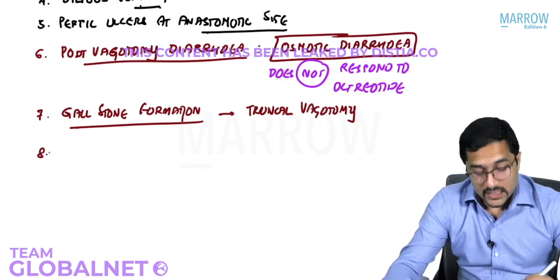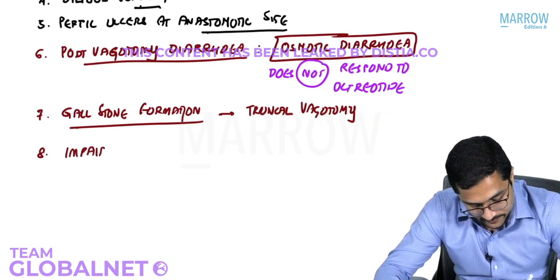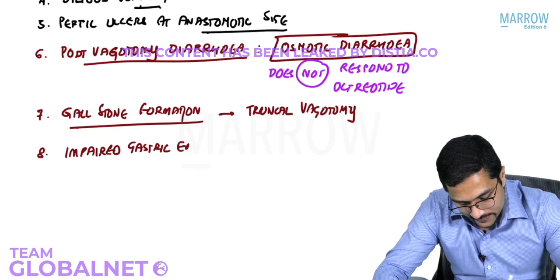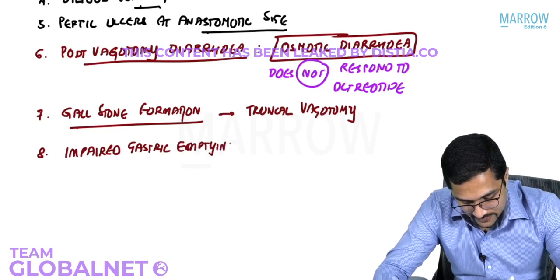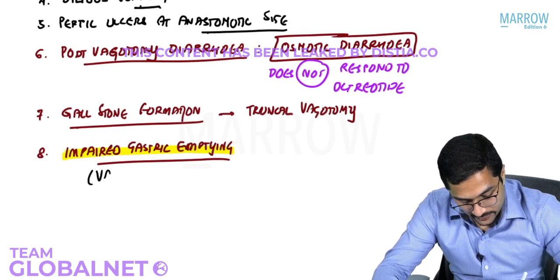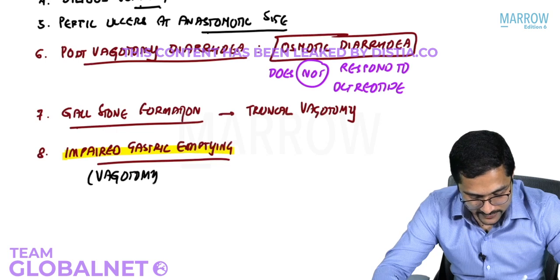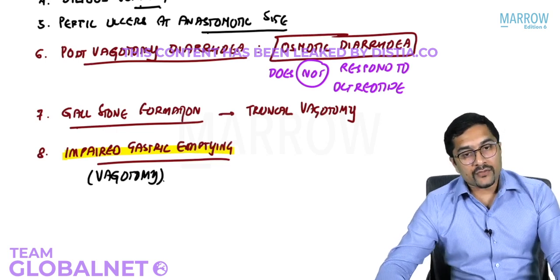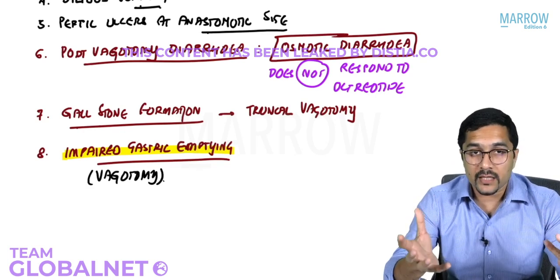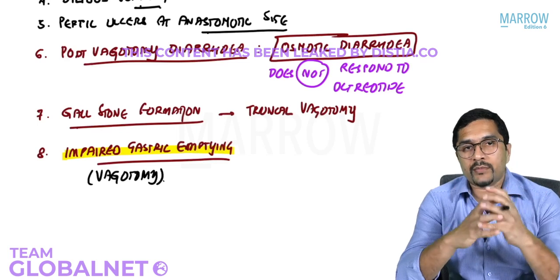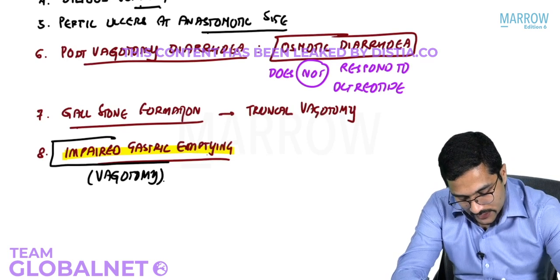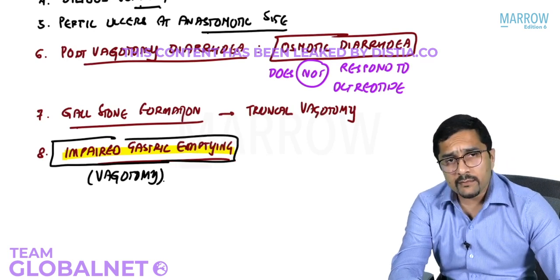Now, another complication is impaired gastric emptying. This impaired gastric emptying can be seen following vagotomy. And it has been noticed, and this is written in Sabiston also, that after vagotomy, there is loss of receptive relaxation in the stomach after meals, and this can give rise to impaired gastric emptying.